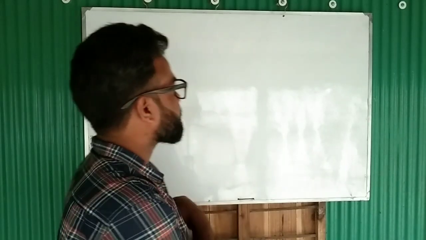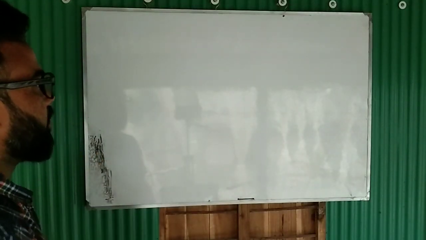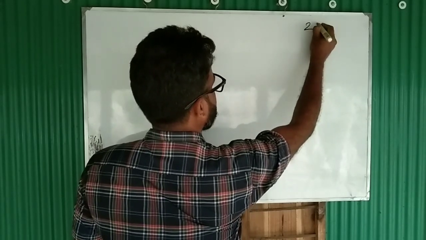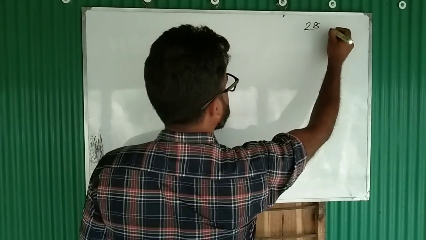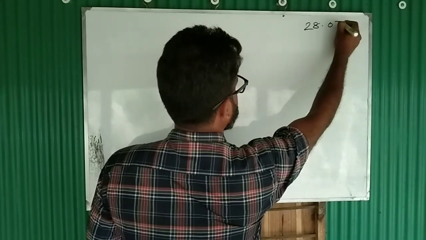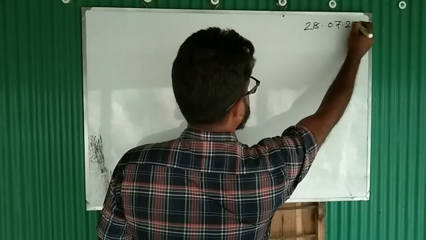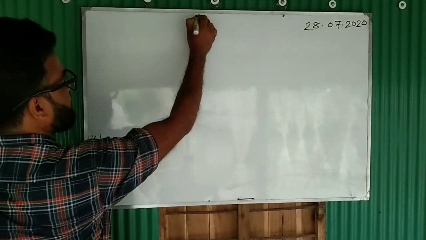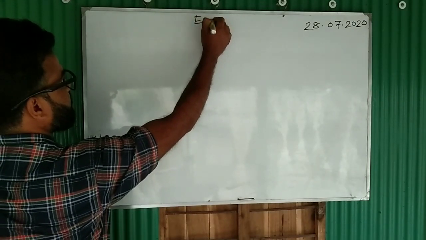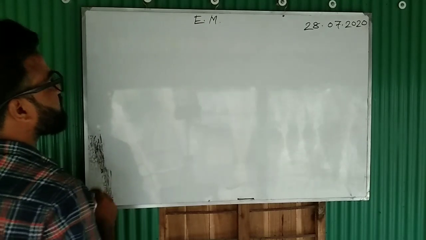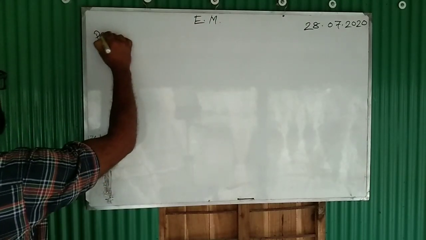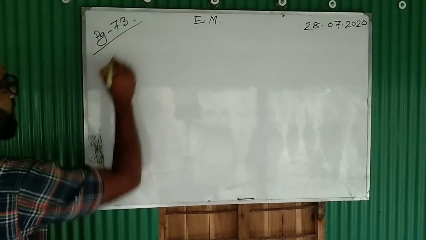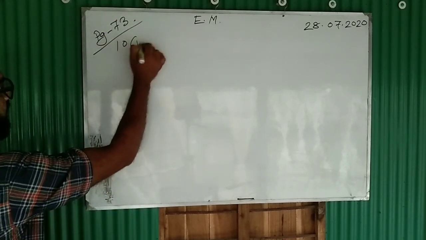Now, write down. At first, write down the date. Today is 28th July. Elementary Math book, write down in short form. Now page 73. Question number 10.1.